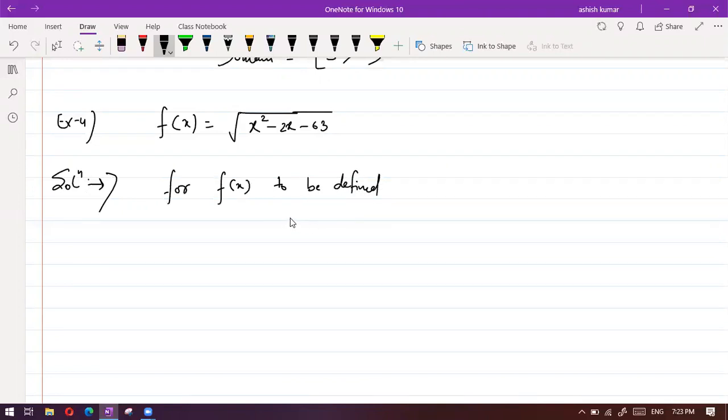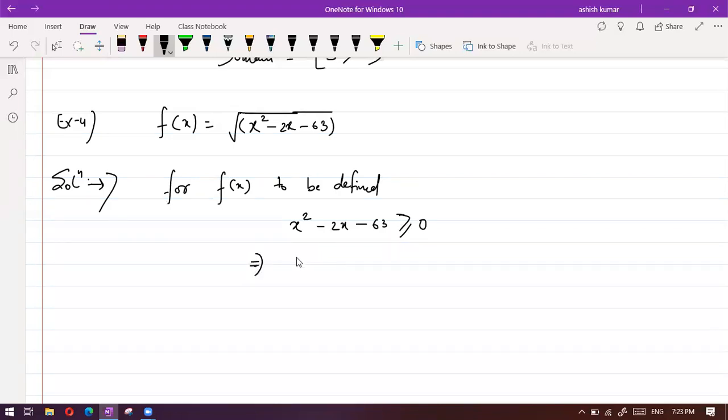So can we write here, for f(x) to be defined, the part which is inside the square root must be greater than which value? It must be greater than 0. Right, Ruchita? Yes, sir. Am I missing something here? Equal to sign. Yeah, equal to sign. So let's put that equal to sign.